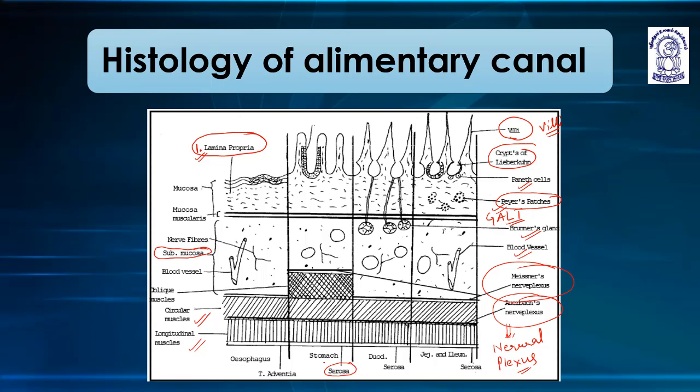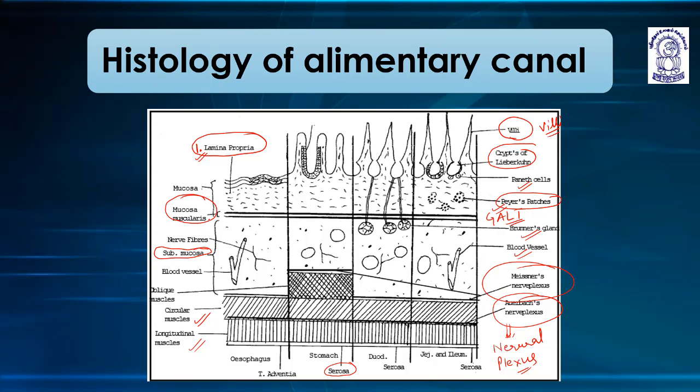Then tunica adventitia is the last part. It is the basement part upon which all the layers rest. So the first part is lamina propria, which lies in the mucosal part. Then muscularis mucosae is the layer which is present after it.